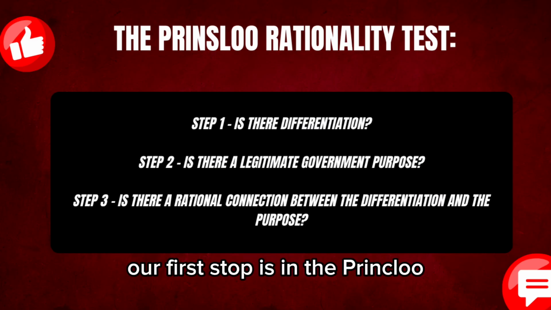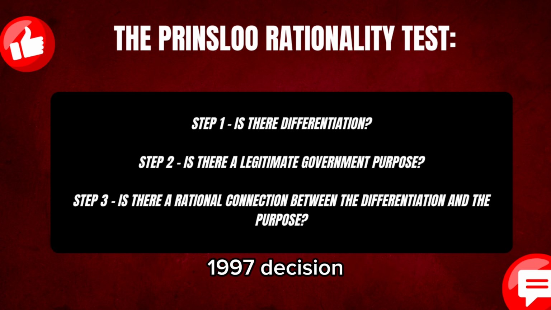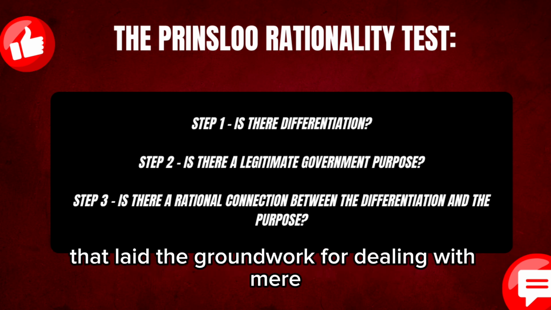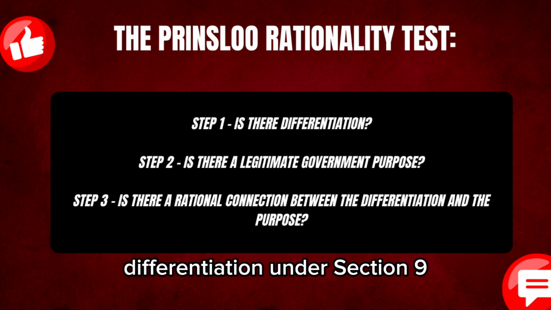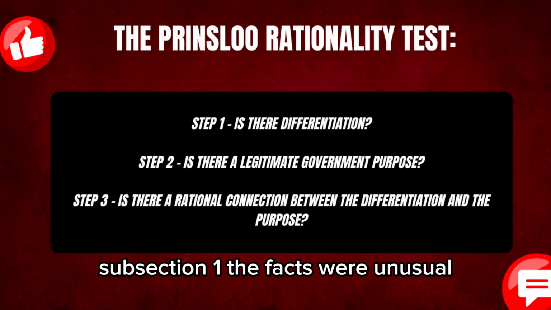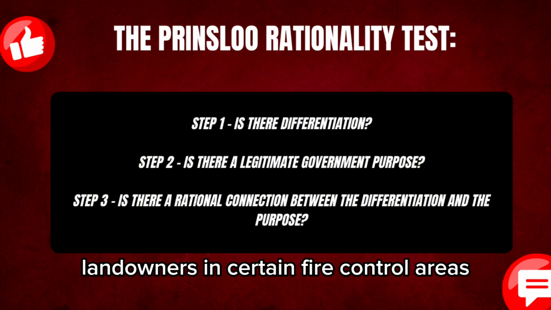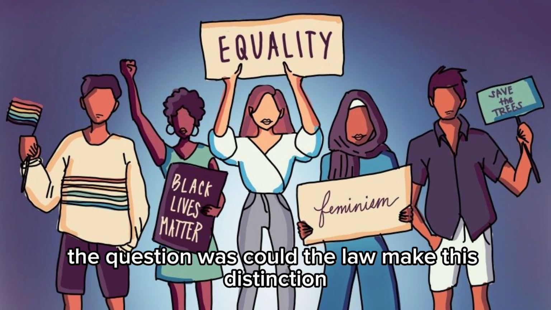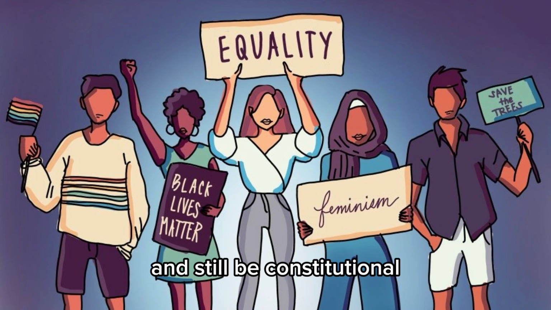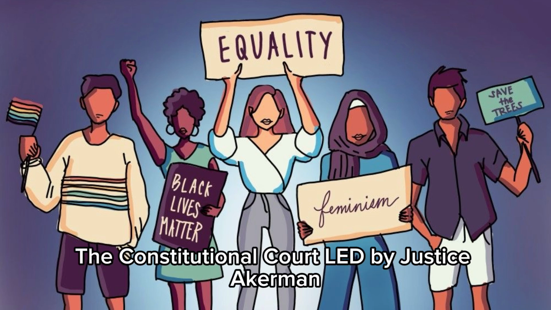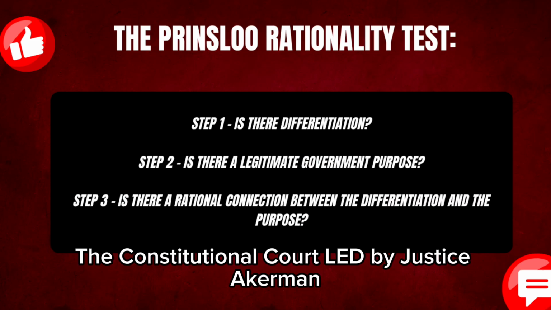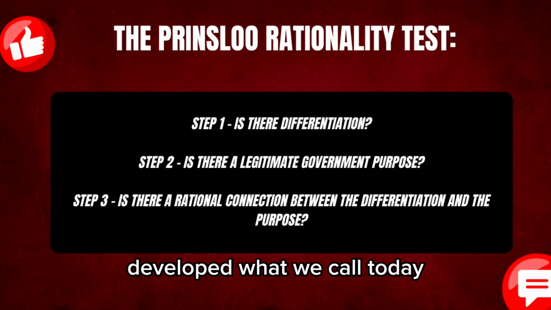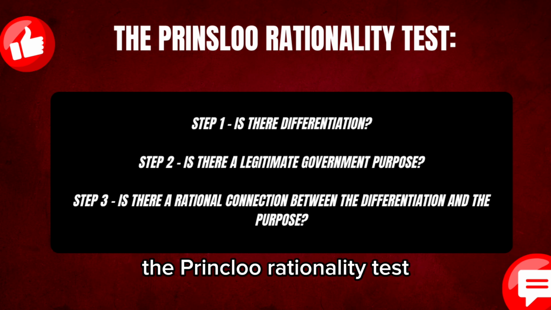Our first stop is the Prinsloo case, a 1997 decision that laid the groundwork for dealing with mere differentiation under Section 9, Subsection 1. The facts were unusual. Landowners in certain fire control areas were treated differently from those outside these areas. The question was, could the law make this distinction and still be constitutional? The Constitutional Court, led by Justice Ackerman, developed what we call today the Prinsloo rationality test. It is a three-step process.